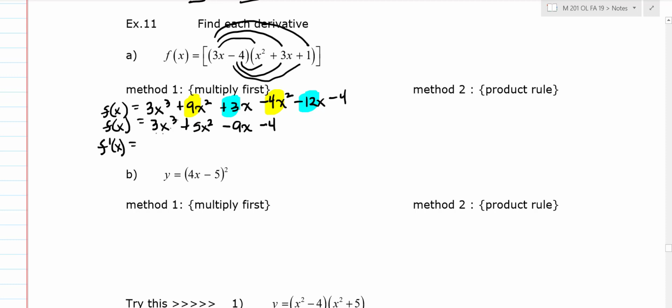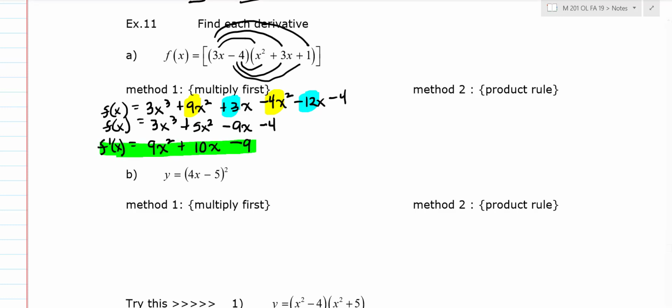And remember, we kind of learned how to just do this in your head, but if you're doing a derivative of sums and differences, you just do the derivative of each part. So this is 9x to the second. This is 10x to the first. This is a linear term, so minus 9. And then the derivative of a constant is 0. So what you get for your answer is this.